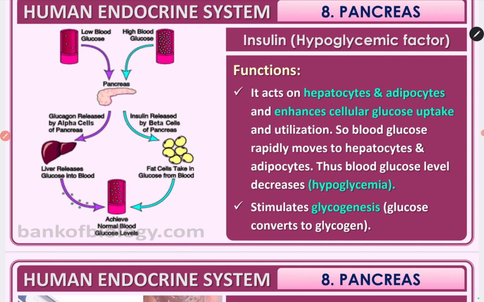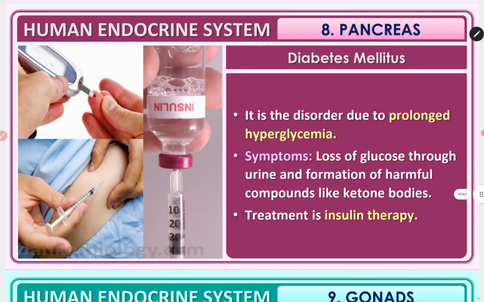Coming to insulin, it acts on hepatocytes and adipocytes and enhances cellular glucose uptake and utilization. So blood glucose rapidly moves to hepatocytes and adipocytes. Thus blood glucose level decreases, that is hypoglycemia. It stimulates glycogenesis, that is glucose converted into glycogen. Now, diabetes mellitus. It is a disorder due to prolonged hyperglycemia, and symptoms are loss of glucose through urine and formation of harmful compounds like ketone bodies. Treatment is insulin therapy.